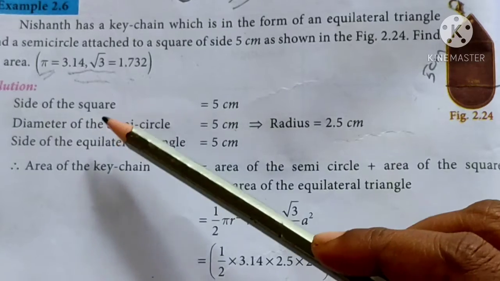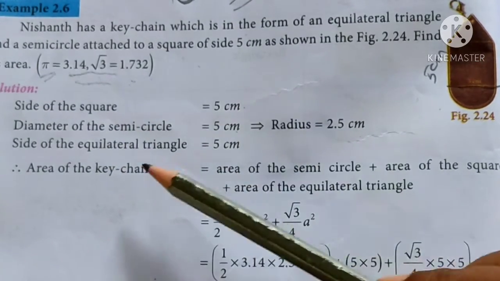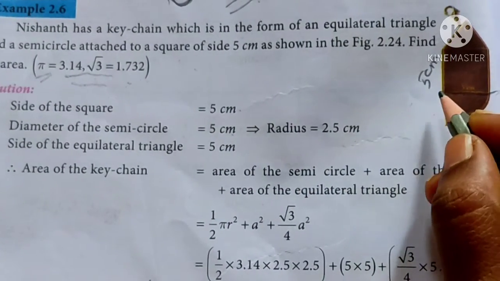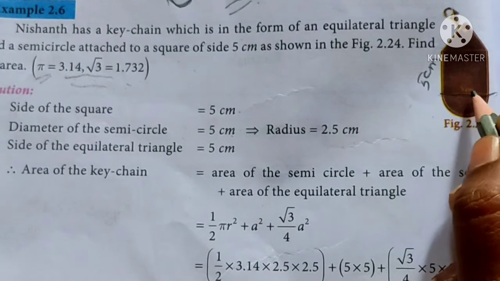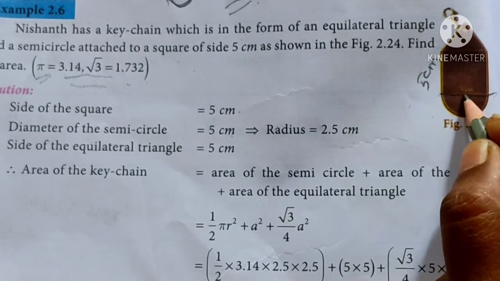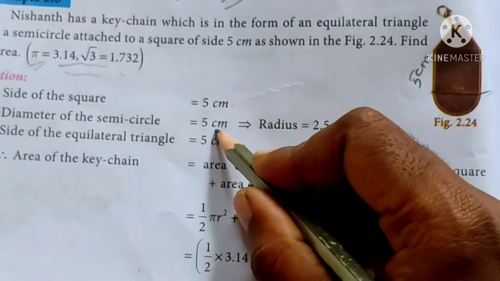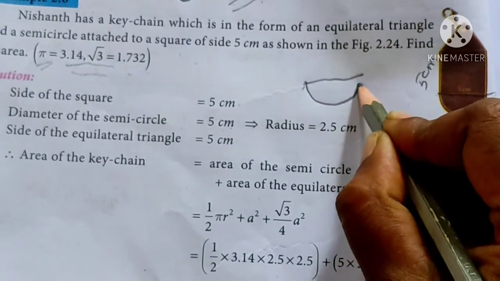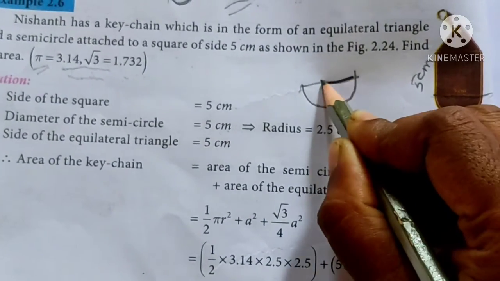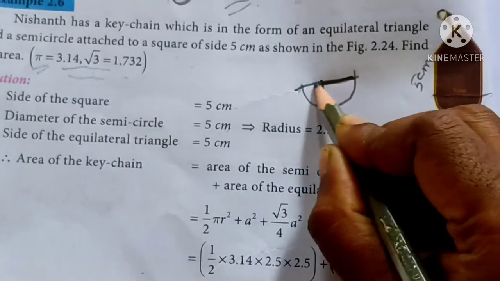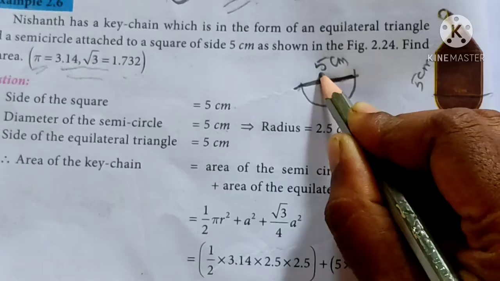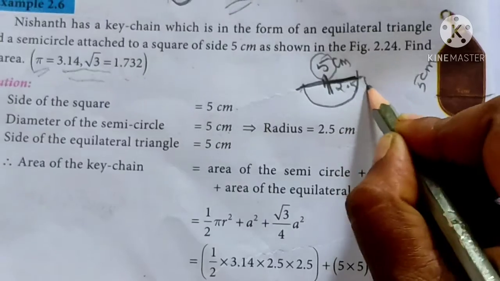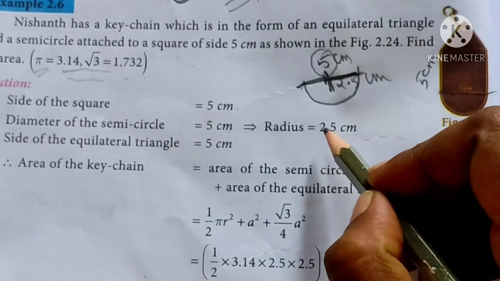Listen to the solution. The side of the square is 5 centimeter. The diameter of the semicircle is 5 centimeter. Diameter is the longest length of the chord, that is 5 centimeter. So the radius is half of this diameter. The full length is 5 centimeter, so half of 5 is 2.5 centimeter. We get 2.5 centimeter radius.